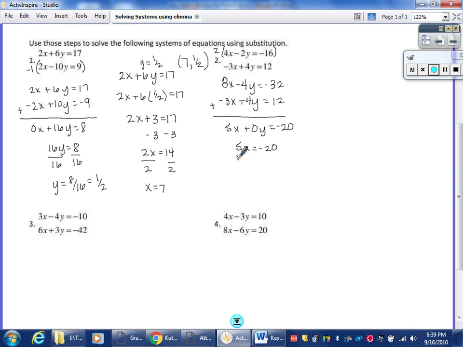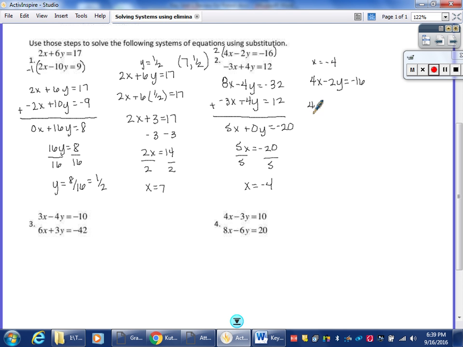So I'm solving for x, and I'm going to divide by 5. I get x is equal to negative 4. Now what I'm going to do is take that negative 4 and plug it into one of my two original equations. So I'll just use the top equation because why not? And so this is 4x minus 2y is equal to negative 16. I know that x is negative 4.